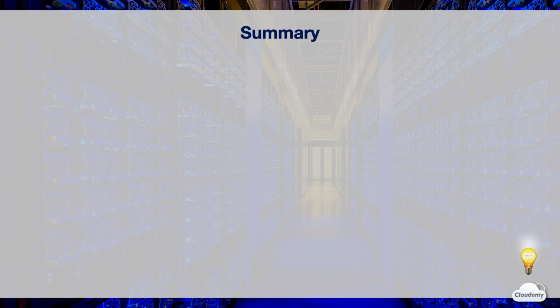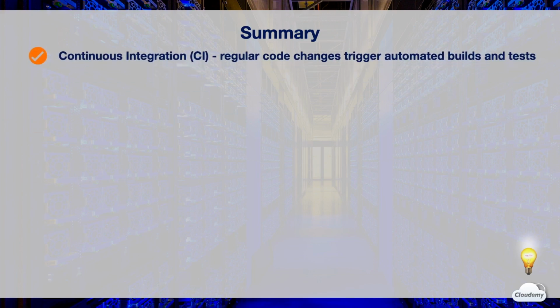In this episode, we've learned the CICD concept and AWS CICD services. CICD refers to a combined practice of continuous integration and continuous delivery or deployment for software development. Continuous integration is a DevOps practice for software development, where developers merge their code into a central repository as often as they can. The code changes trigger the automated builds and tests.